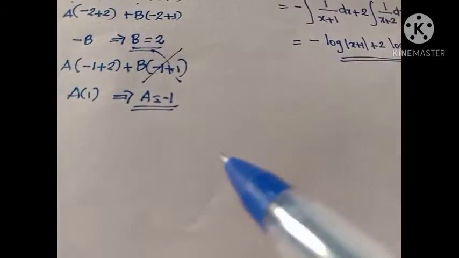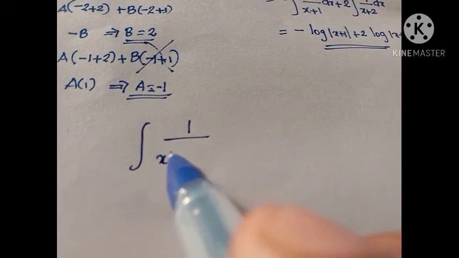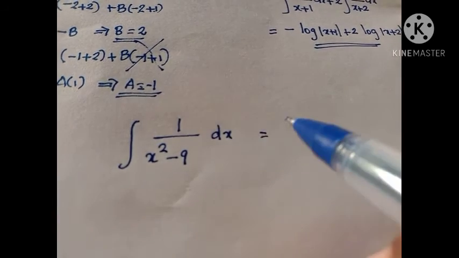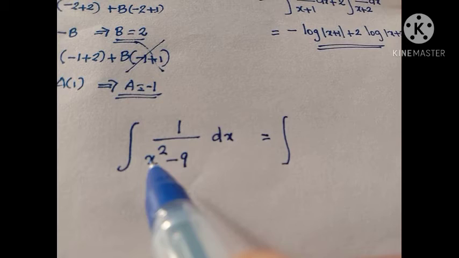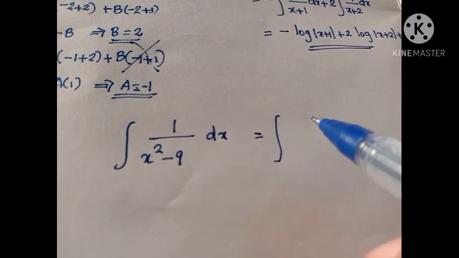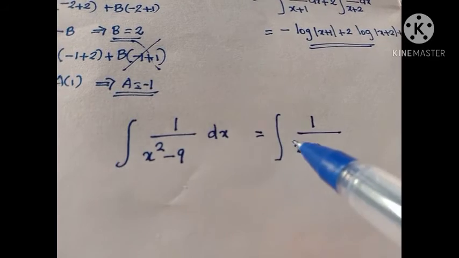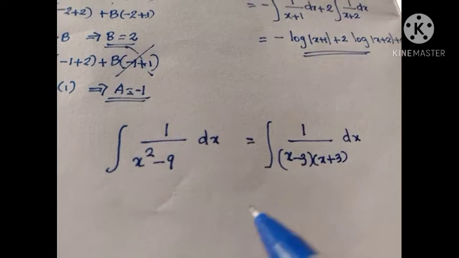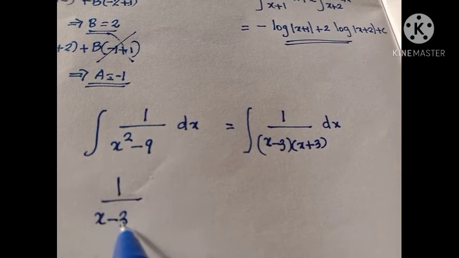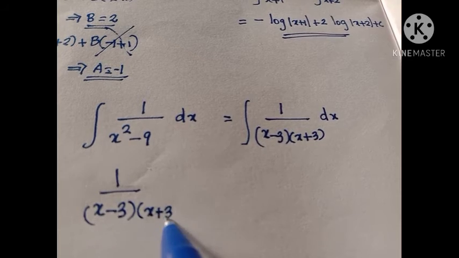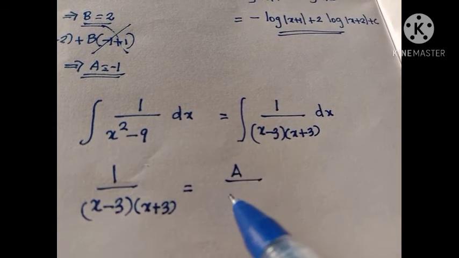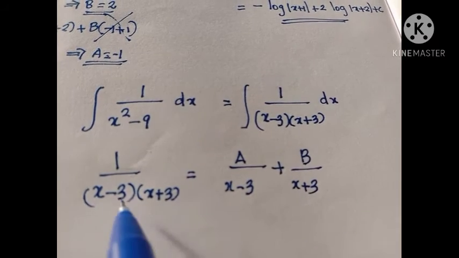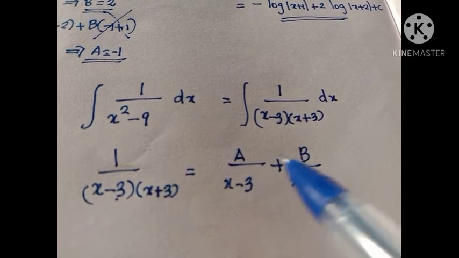Okay. Suppose we have another question, 1 by x square minus 9. So we need to convert this into linear factors. So listen, it is of the form a plus b into a minus b, x square minus 3 square. So this can be written as x minus 3 into x plus 3. Okay, so it is of the form of factors. So the integrand 1 by x minus 3 into x plus 3 can be written as A by x minus 3 plus B by x plus 3. There are two factors, therefore we introduce two constants.